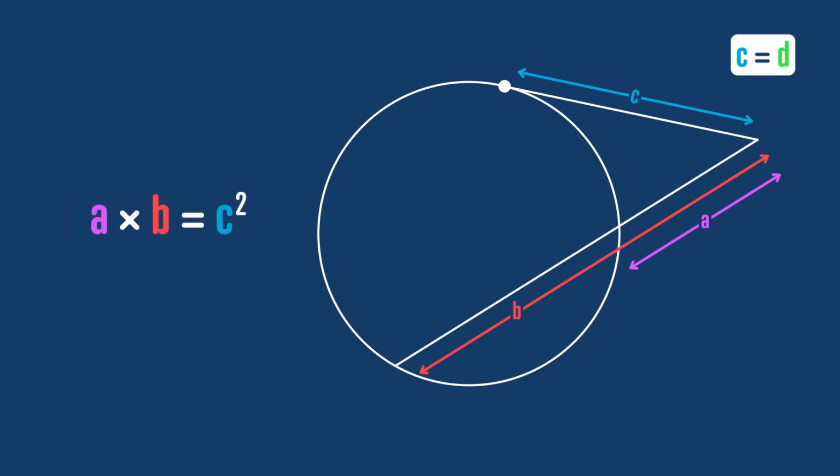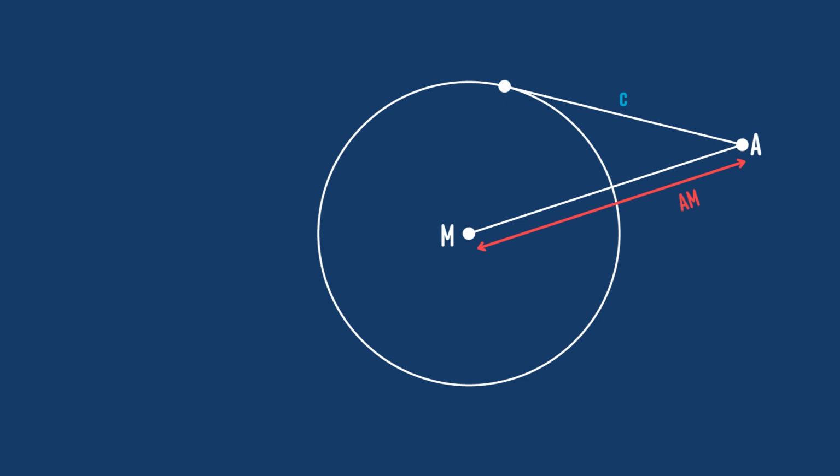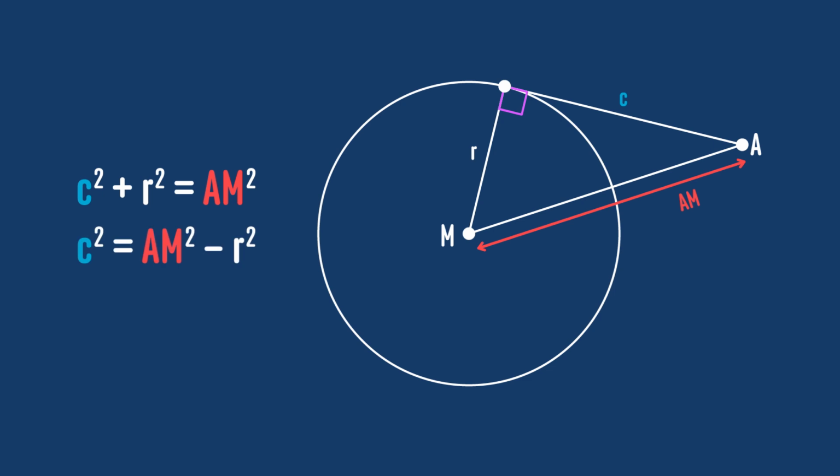It's easy to prove this rigorously now using the power of the point A. We know that the tangent meets the radius to the circle at a right angle, and so applying Pythagoras' theorem to the triangle formed gives us that C squared plus R squared equals AM squared, which we can rearrange to give C squared equals AM squared minus R squared, which is exactly the power of the point A, and so is equal to A times B as we saw earlier.